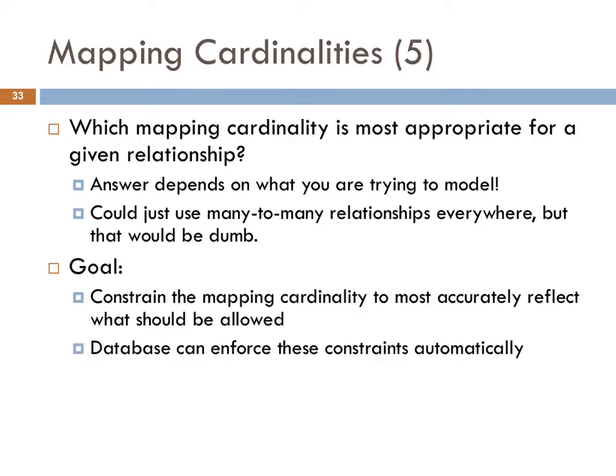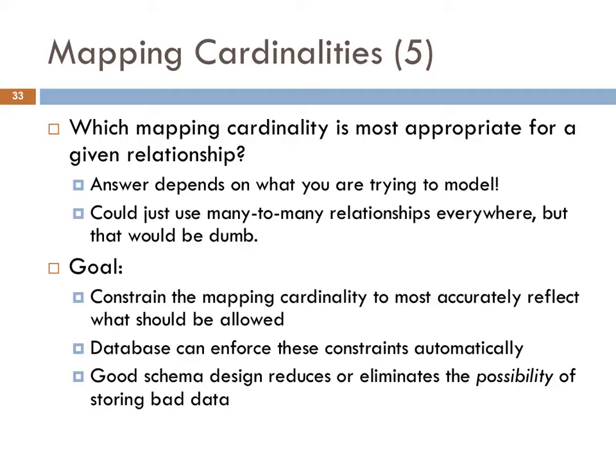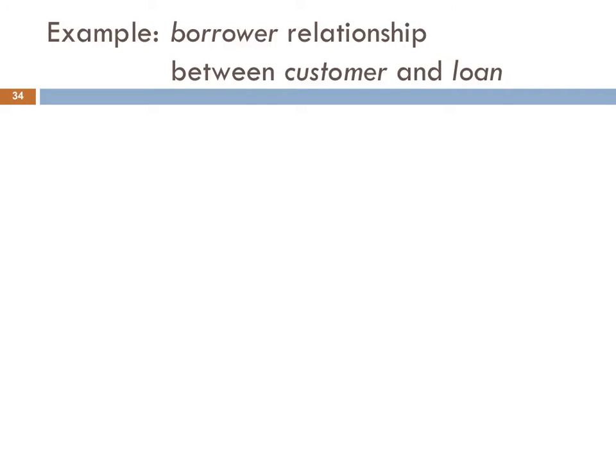So yeah, you want to constrain the mapping cardinality to reflect what should be allowed, because then the database will enforce this for you. It turns out that mapping cardinalities are generally really easy to get the database to enforce. The database is good at enforcing anything that can be rephrased as a key. And it turns out that mapping cardinalities can be restated as keys. And because of that, we can get the database to do it for us. All right? Let's see, borrower.